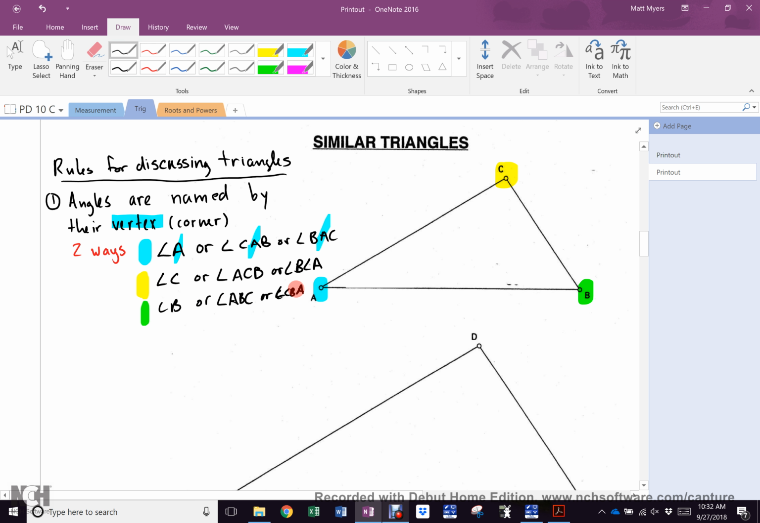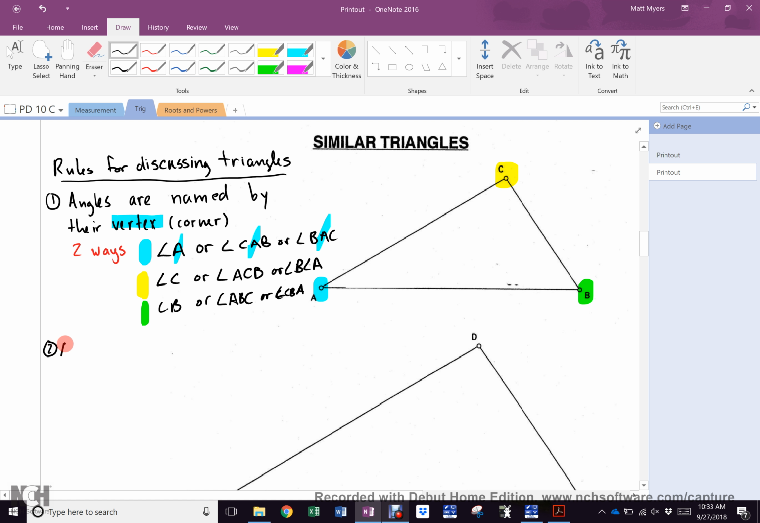Yes? I'm sorry, you don't understand what? That's the symbol for angle. And it goes A to C to B. So that is angle C. A, C, B. The vertex is the middle of it. Everybody cool? Everybody cool. Okay, that is the first rule.